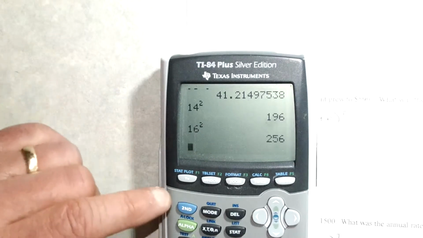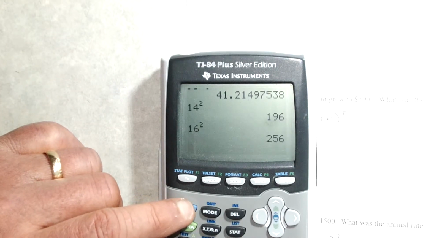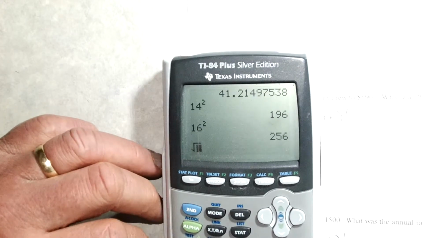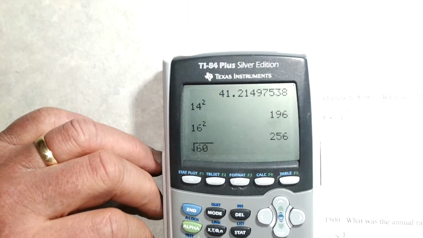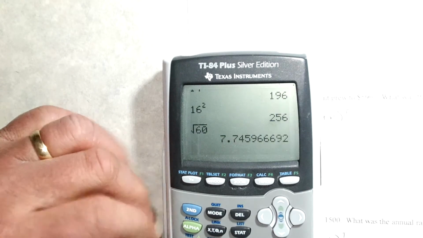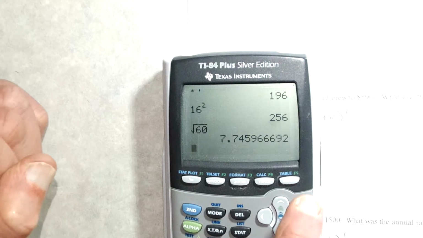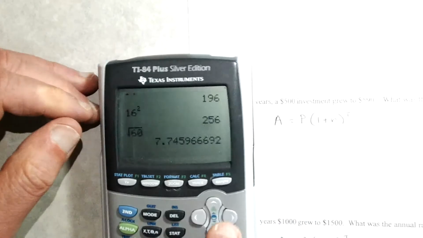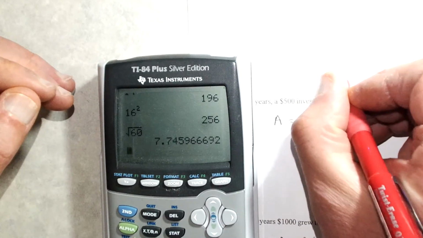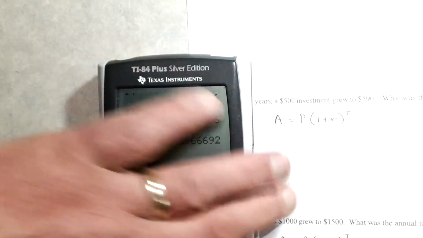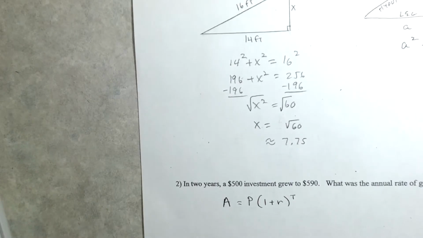Now where we round would depend on the problem, but the square root of 60 turns out to be, I could round that off to maybe, let's say, 7.75, or 7 and 3/4. But I could write down here that this is approximately 7.75 if I was rounding off to the nearest hundredth.